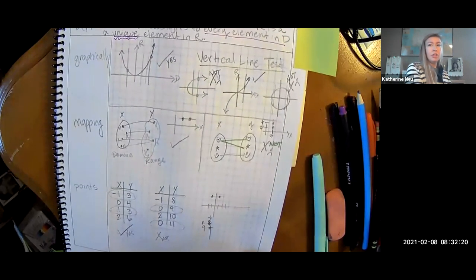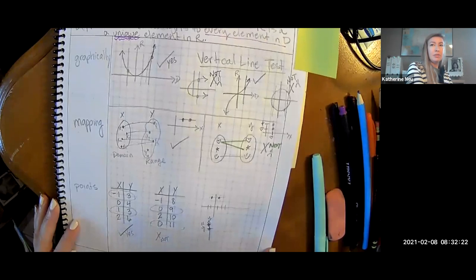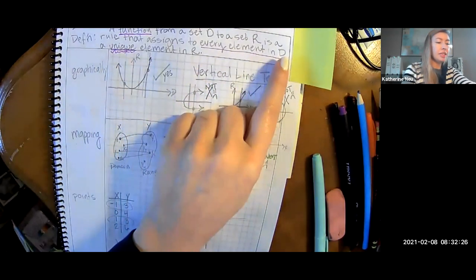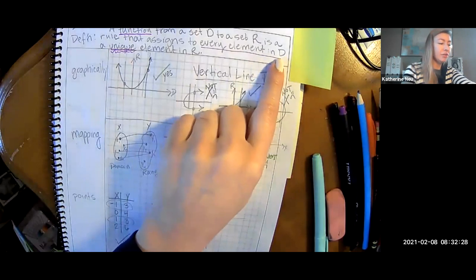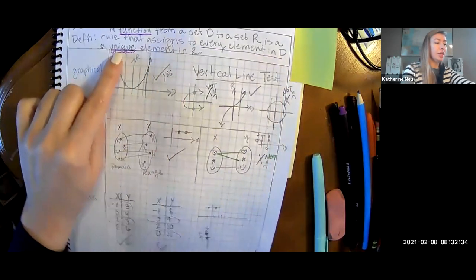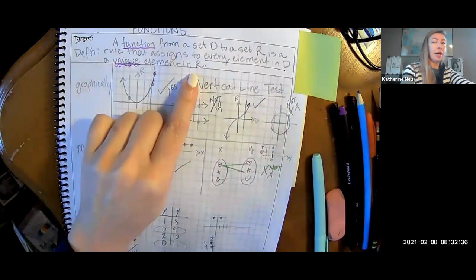So when you're looking to see if something is a function or not, you're always coming back to the definition. For every element in D, every element in your domain, all of your x values, all of your inputs, you want one unique element to be your output in R, on the y-axis.